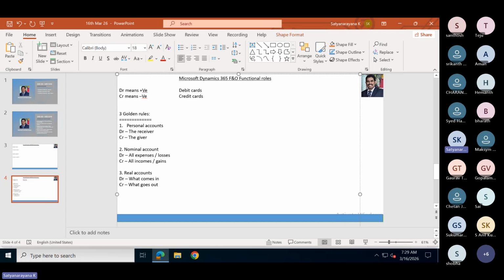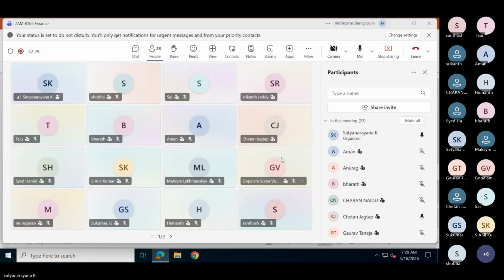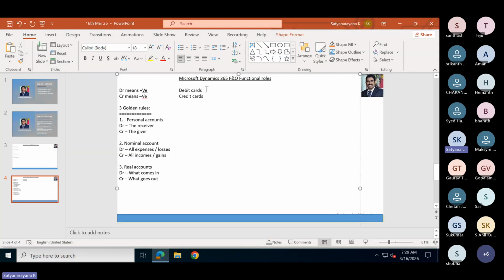If you have more debit cards, is that good for you, or are more credit cards good for you? Which one is good? Debit cards or credit cards? Debit cards, obviously. Always we need debit cards. So what does a debit card mean? Our money is in the bank.